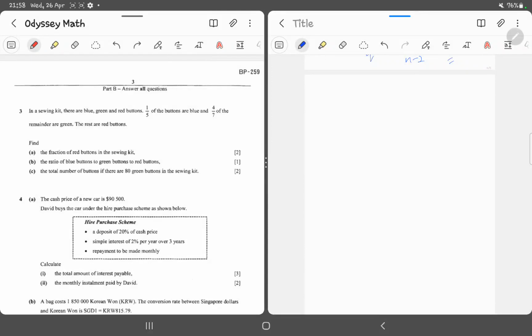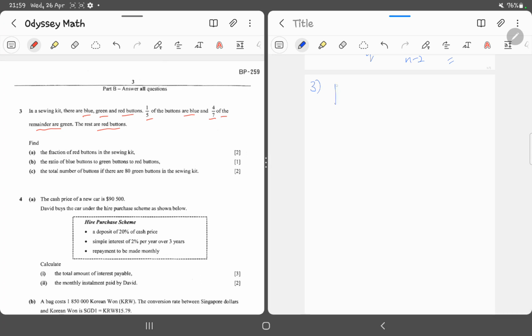Now let's try question 3 on fractions. This question is quite okay, but you need to take note of how to actually measure fractions in terms of the total. So that one we will have to do in part A over here. So in a sewing kit, there are blue, green, and red buttons. 1/5 of the buttons are blue and 4/7 of the remainder are green. The rest are red buttons.